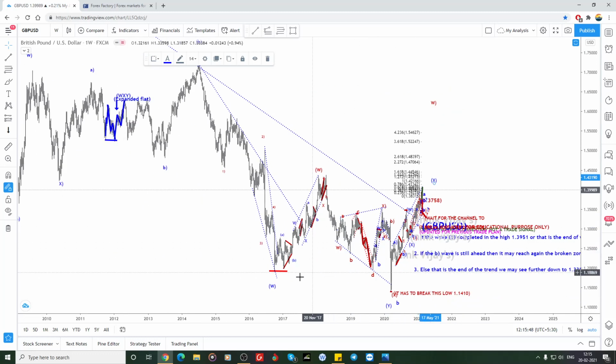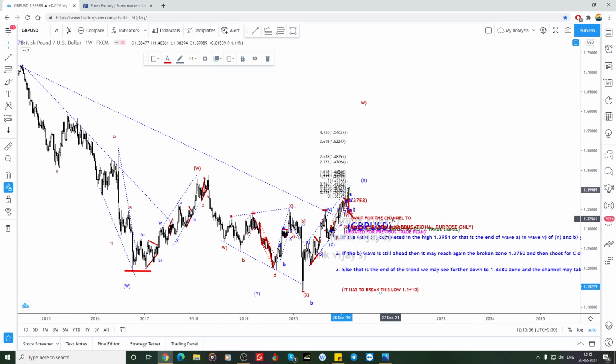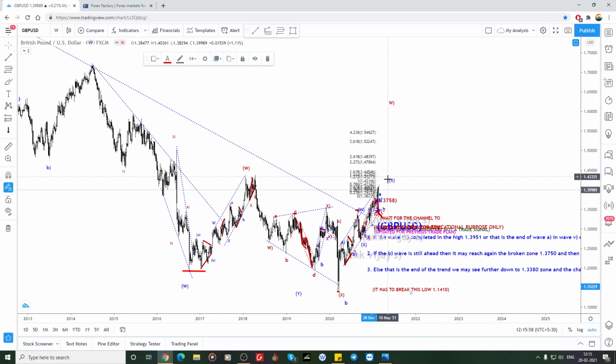That is why I'm expecting it could again be that red color W, and this is the red color X. So A, B, C and Y wave is going to happen. Whether it is going to break the high of 1.43 or not: if it breaks the high, that is an expanded flat. If it didn't break the high, this could be a running flat, and again I'm expecting a downfall.